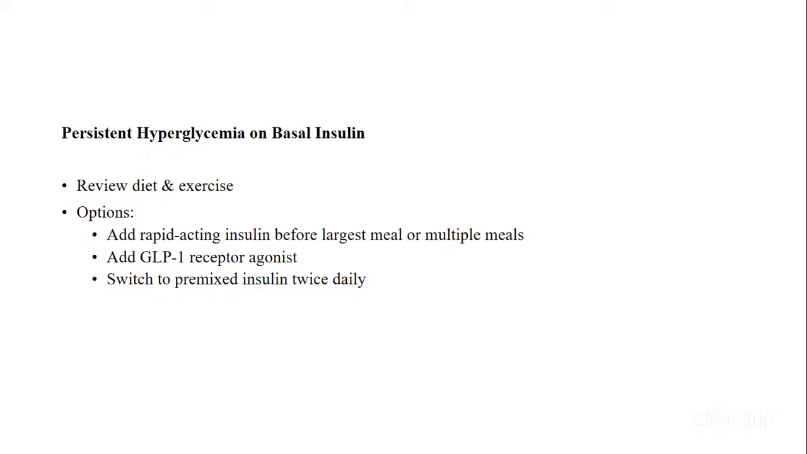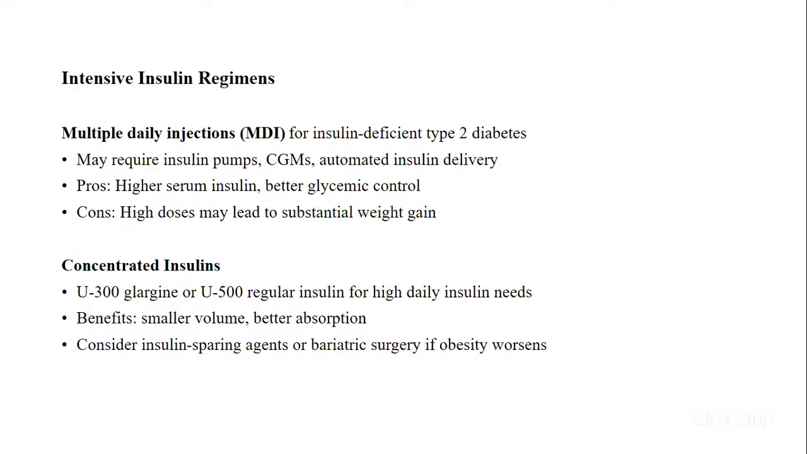And the other one is adding a GLP-1 receptor agonist. And at the end, we can switch to premixed insulin twice daily. So these are the intensive insulin regimens like the other options. The patient can use multiple daily injections for insulin-deficient type 2 diabetes. This may require insulin pumps that we use for type 1 diabetes, also continuous glucose monitoring and automated insulin delivery.